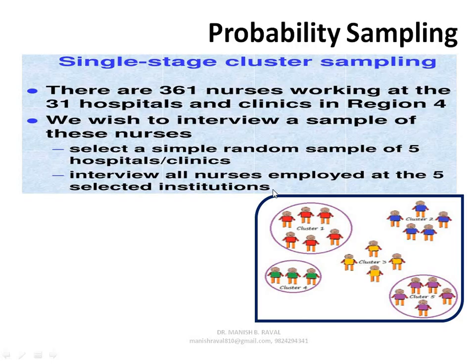So that is known as single stage cluster, because we created one stage. First, 31 hospitals, and out of these 31 hospitals, we selected 5 randomly. Out of these 5 hospitals, we interviewed all the nurses. This is known as single stage cluster sampling.